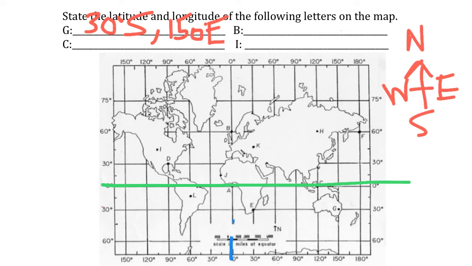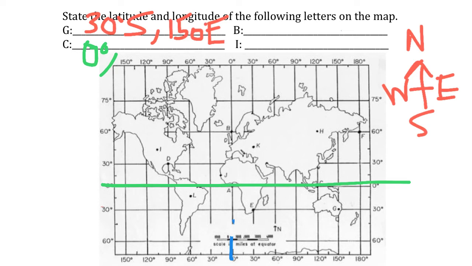So for point C, I just write 0 degrees. I don't have to put any direction because it is the equator. It's not north or south of the equator. Sorry that my lines or my numbers aren't showing up exactly on the lines.